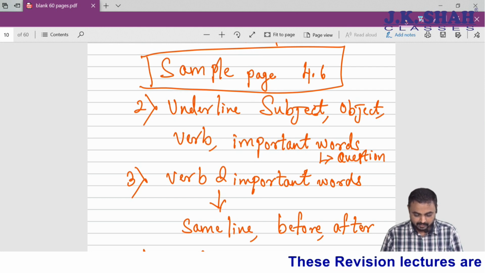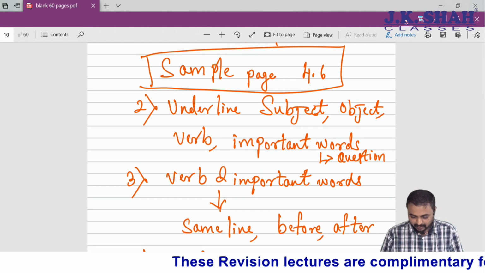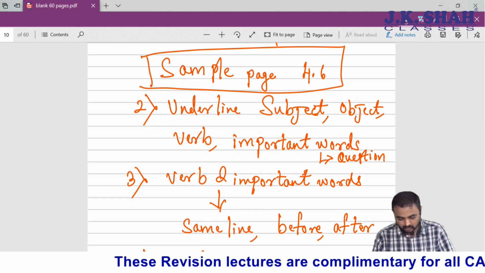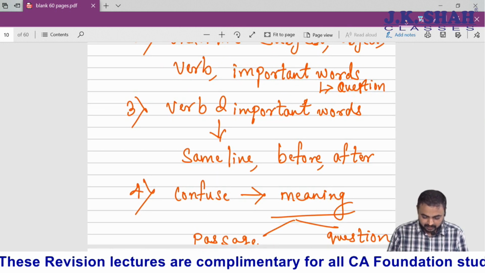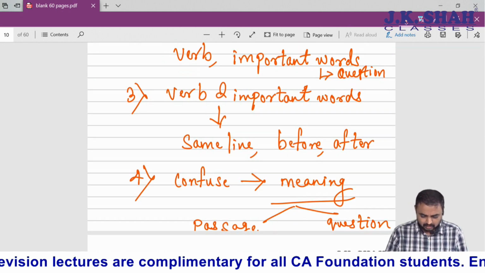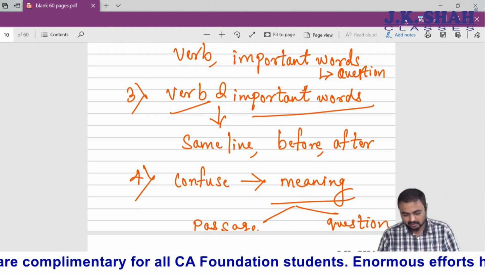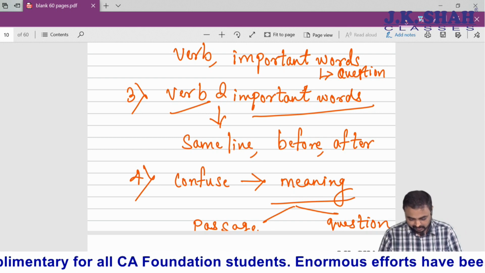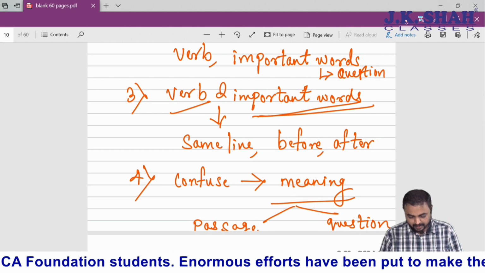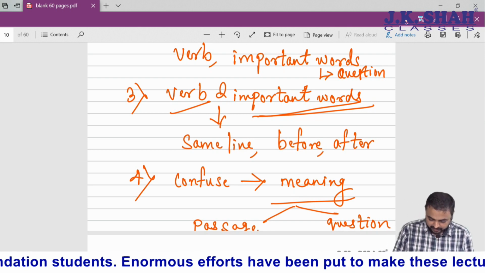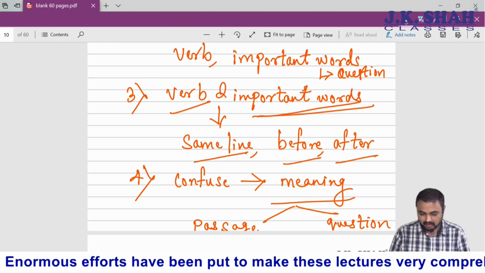In this example there was no object, hence Sushma Ghosh is underlined, says is underlined, and the important words pleasantly surprised are underlined. Then we refer to step 3, that is wherever you will find the verb and the important words, for example, here it was says and pleasantly surprised. So wherever you will find the important word, that is pleasantly surprised, within the passage the answer is in the same line, one line before it or one line after it.